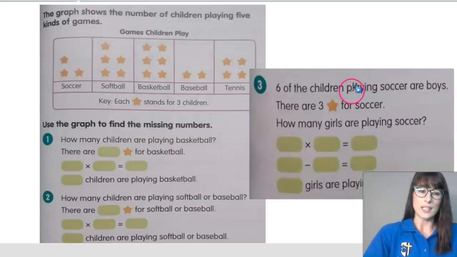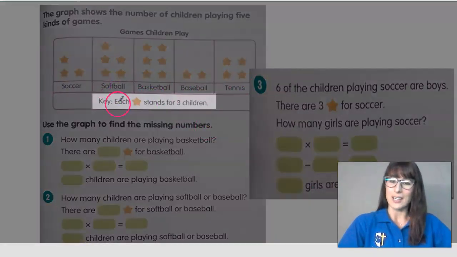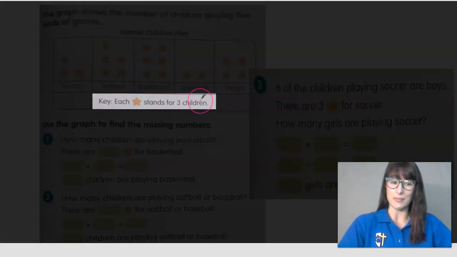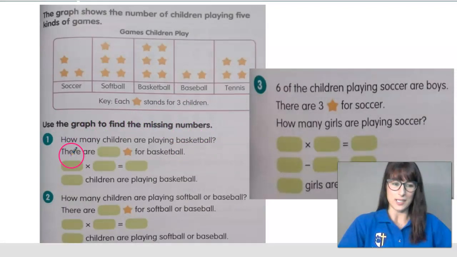Very good. Let's look at another problem. Here we have another picture graph. This time, this one is talking about the number of children playing 5 kinds of games. That sounds like fun. It's playing soccer, softball, basketball, baseball, and tennis. Now the key again here is 3. So now we need to use the graph to find the missing numbers.